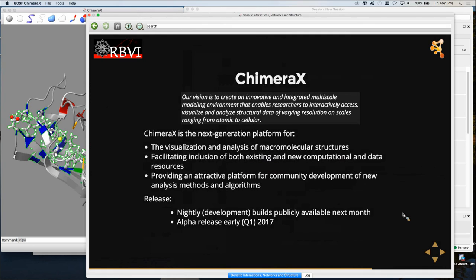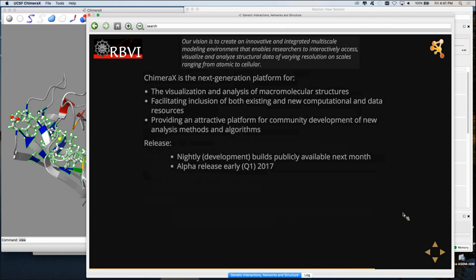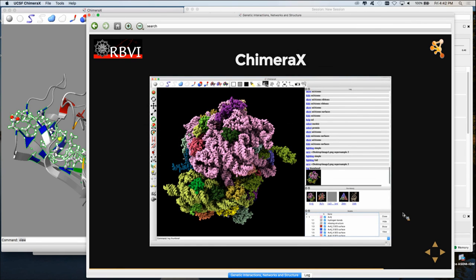Quickly, I want to mention the tools that you've seen. So ChimeraX is our next generation molecular visualization and analysis program. It's not yet released. You're seeing raw prototype builds. We intend to open it up for users next month in December, so people can download these builds. And we're shooting for an alpha release at the first part of 2017.